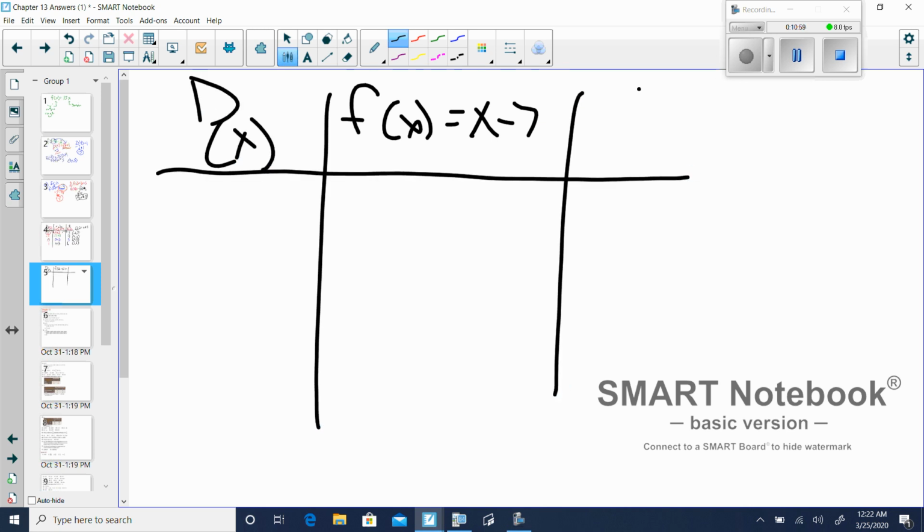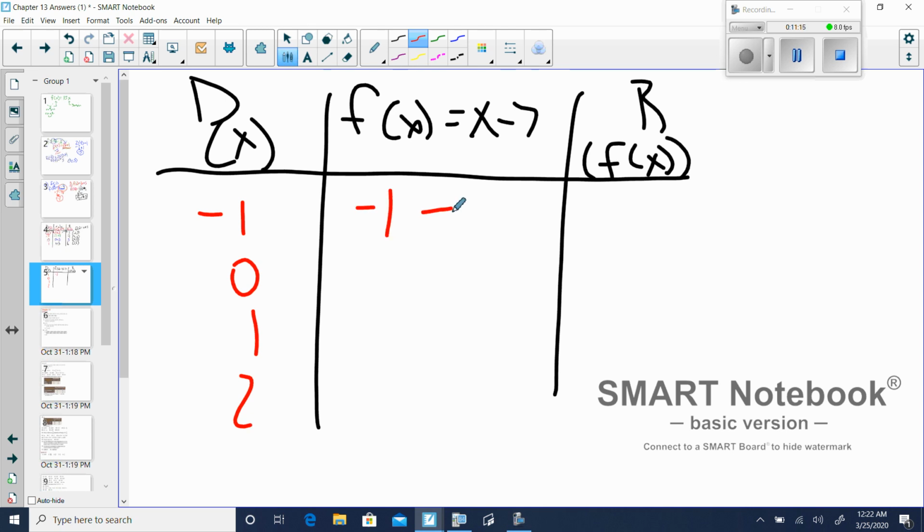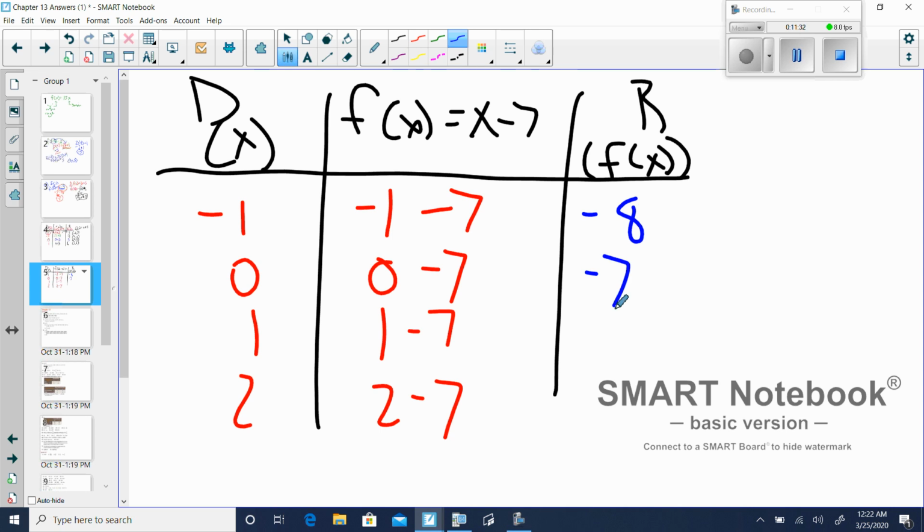So we need our domain, and we need our range, and we want 4 values. So this time, why don't we do negative 1, 0, 1, and 2? All right, so x minus 7. So I'm going to substitute in negative 1 minus 7. If x is 0, my rule is 0 minus 7. If x is 1, my rule now becomes 1 minus 7, 2 minus 7. Right, so negative 1 plus negative 7 is negative 8. 0 minus 7 is negative 7. 1 minus 7 is negative 6. 2 minus 7 is negative 5.